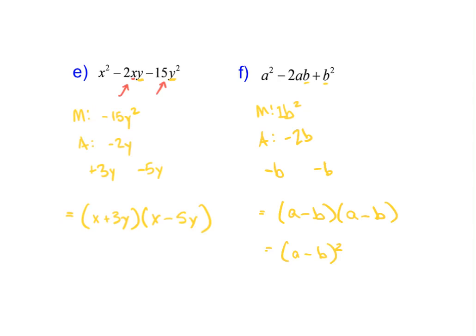So there you have it. Those are the very basics to factoring trinomials. Again, to recap, really the key thing that we are looking for here is two numbers that add to give us our b value, and they multiply to give us our c value.